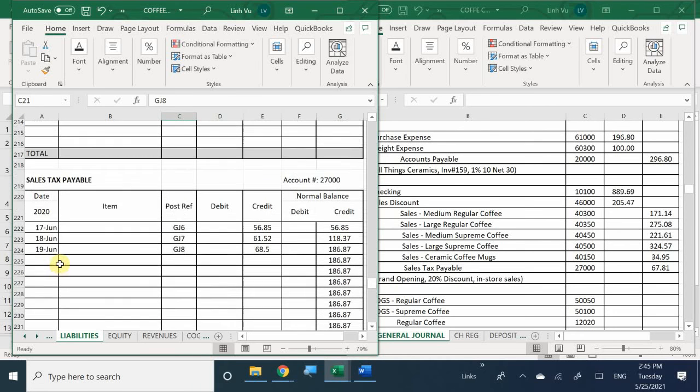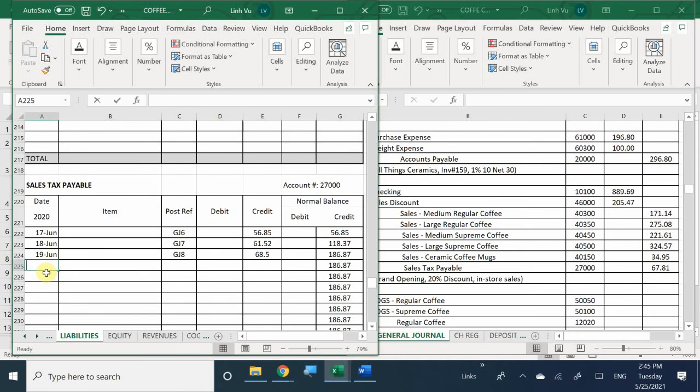All right. The 20th of July, grand opening. Post reference, of course. General journal number 9. Credit for $67.81, which brings our running balance to $254.68. Good. 24668, sorry, 25468.